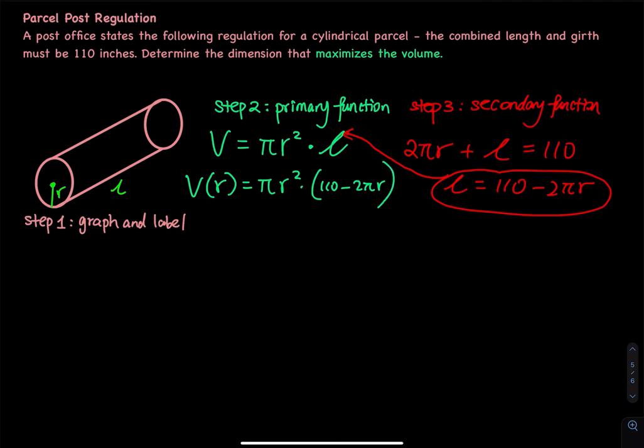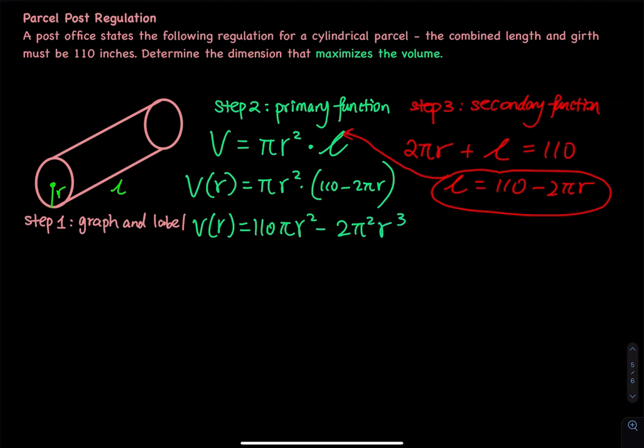Okay, and then let's distribute. So V of r equals 110 pi r squared minus 2 pi squared r to the third power.